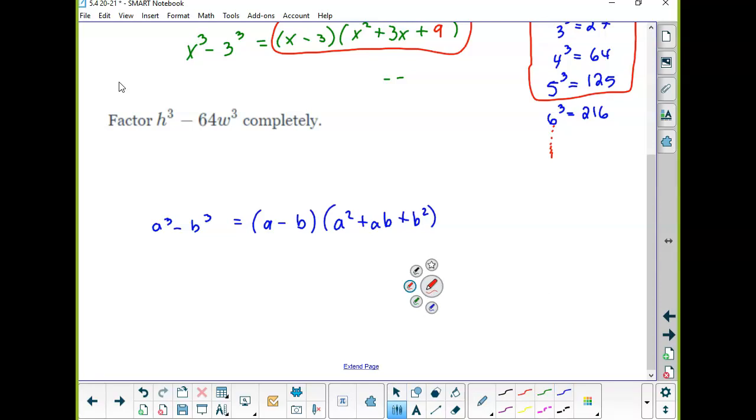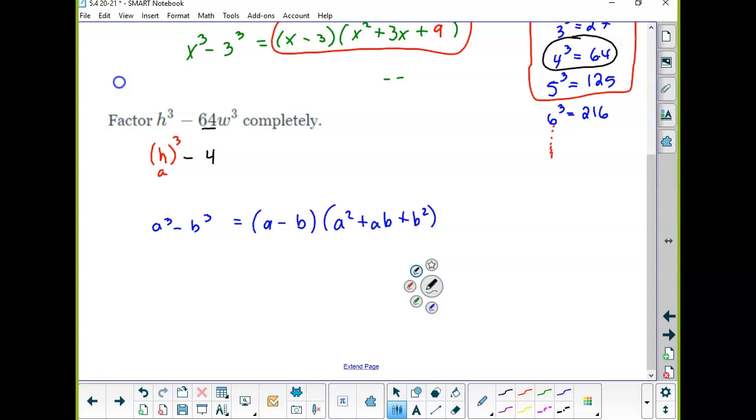Well, h to the third is fine. Maybe I want to think of it like that, but there's my a value. Right? That one's not super tricky, but then I have the subtraction of 64. What's a better way to write 64? We can rewrite 64 as 4 to the third.